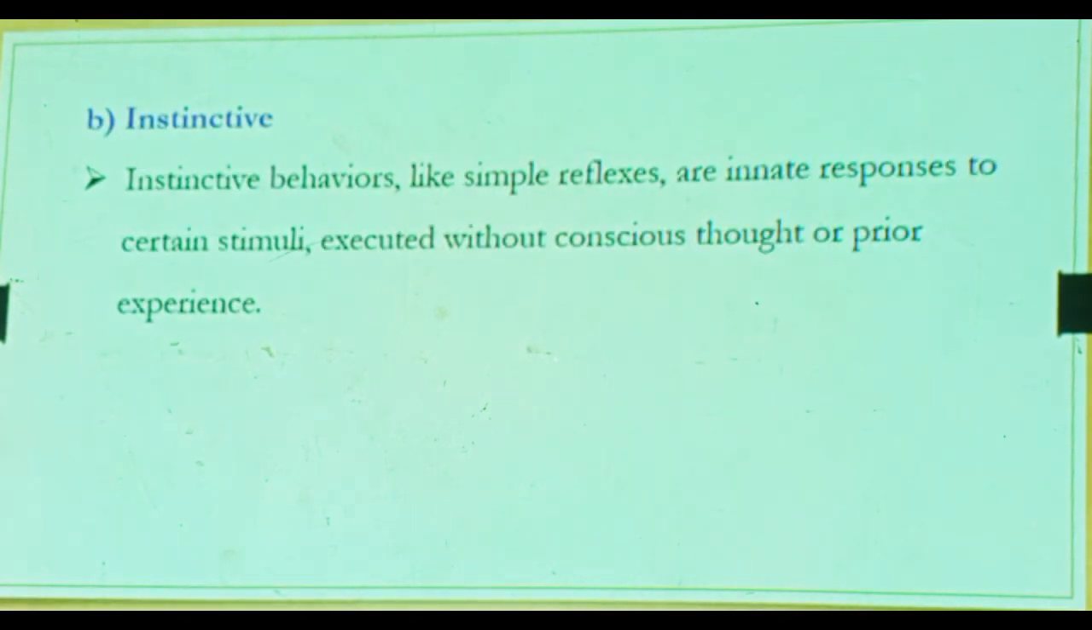When it comes to the second type of innate behavior, instinctive behavior, still these are genetic. Of course, they fulfill the criteria that innate behaviors reflect. Instinctive behaviors, like simple reflex, are innate responses to certain stimuli, executed without conscious thought or prior experience. What makes instinctive behavior similar to simple reflex? They are innate. So an animal does not need previous experience. It occurs as the animal is born. No need of learning. They are genetically fixed.